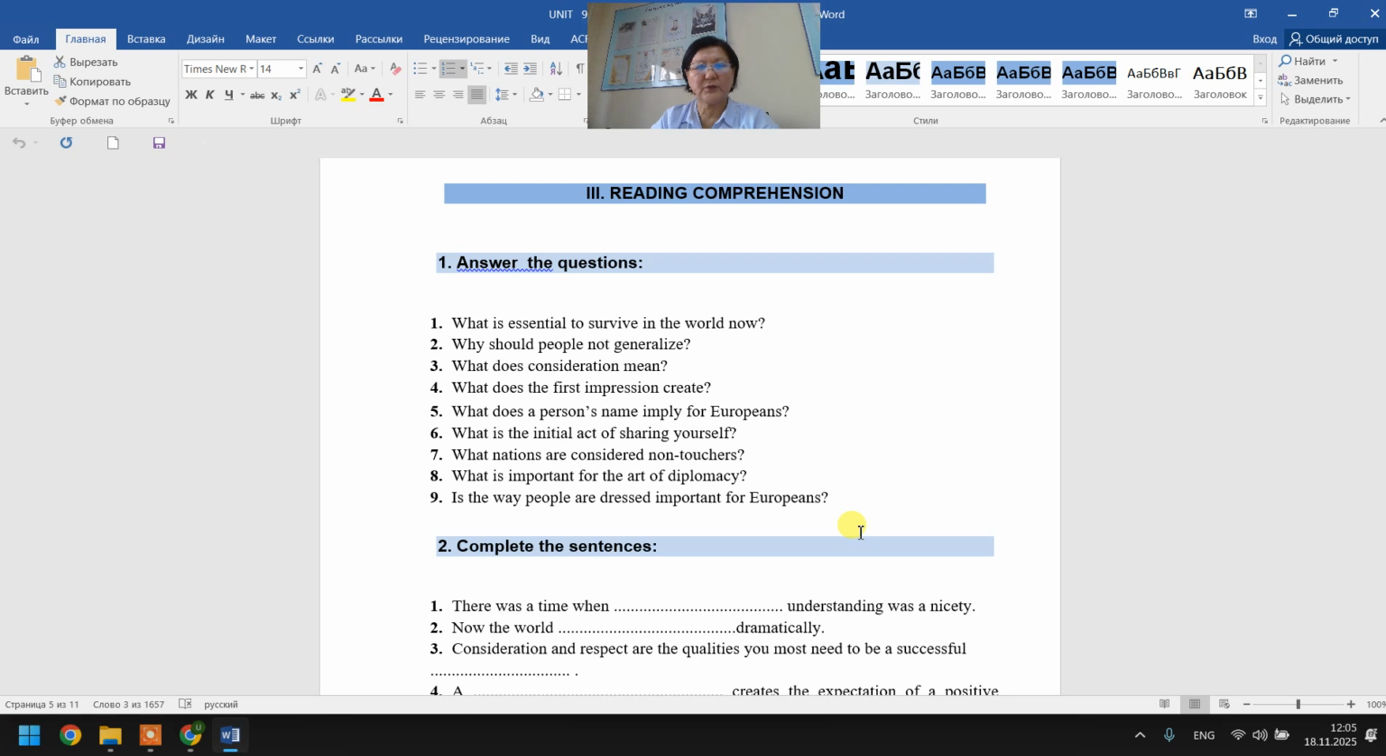Now let's come to the reading comprehension. Here we see that several questions are given for you to discuss. The first question is, what is essential to survive in the world now? The second question is, why should people not generalize? The third, what does consideration mean? What does the first impression create?